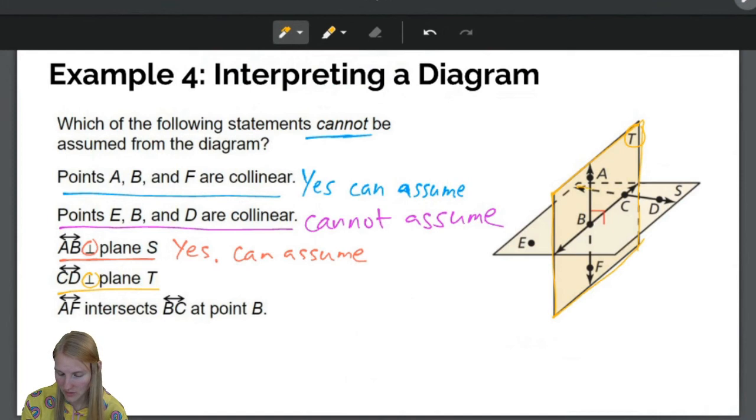Okay, so line CD. Is this perpendicular to plane T? Well, do we have a right angle box? I don't see one, so no. You cannot assume.